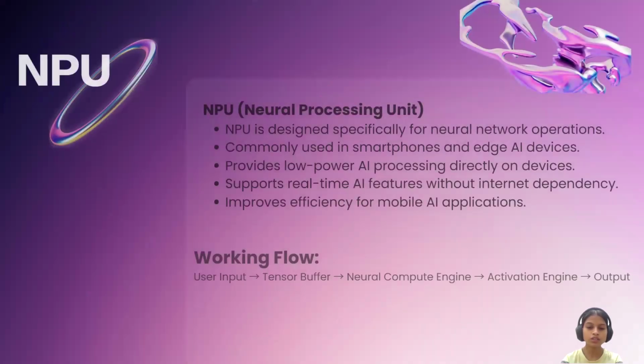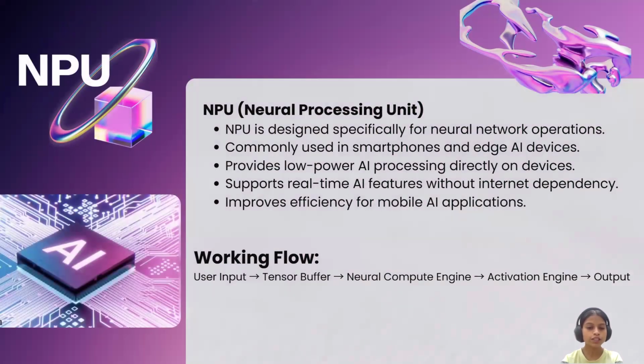The next processor is the NPU. NPU stands for Neural Processing Unit. It is designed specially for neural network operations. The NPU is commonly used in smartphones and edge AI devices. It provides low power AI processing directly on devices. It also supports real-time AI features without internet dependency. This improves the efficiency of mobile AI applications. Its workflow goes like this.